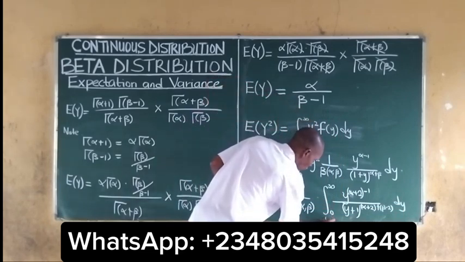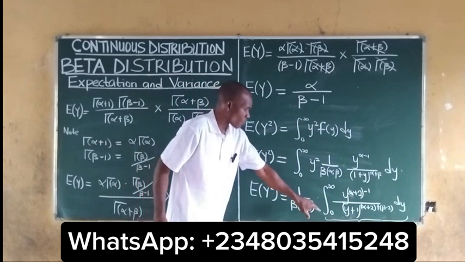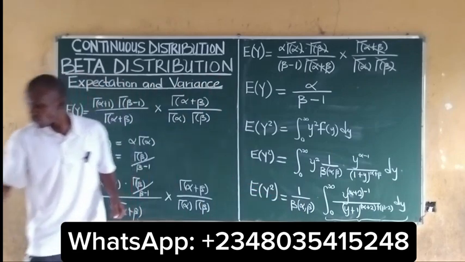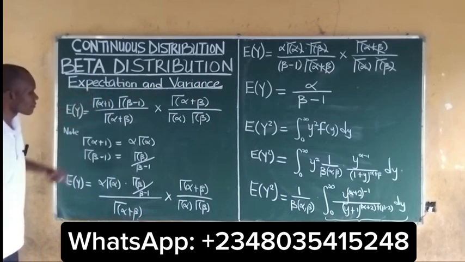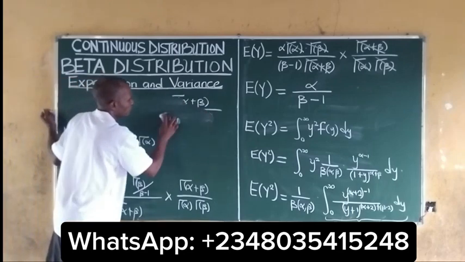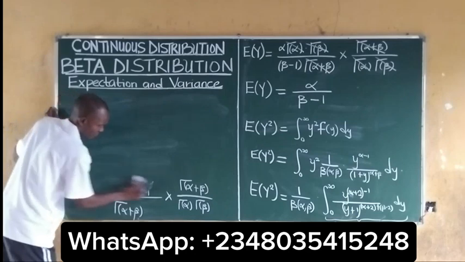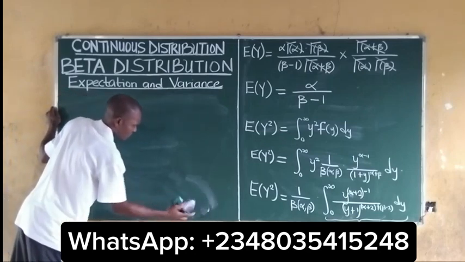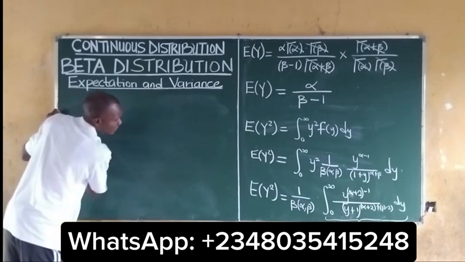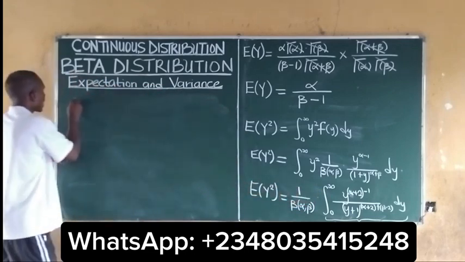Of course, the whole of this function means something. So we now multiply what we have as the whole of this function with our beta distribution here. So we come over again to this side. The whole of this function will now be multiplied with this.